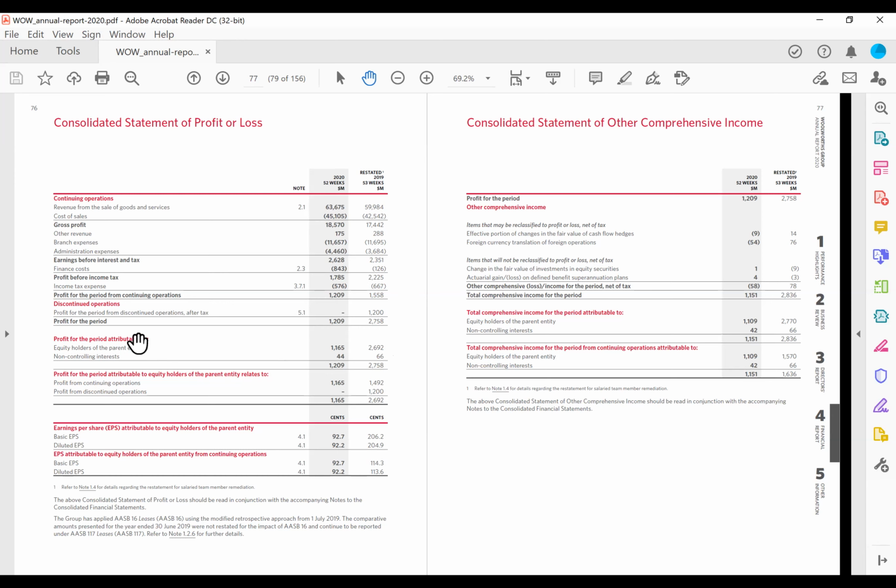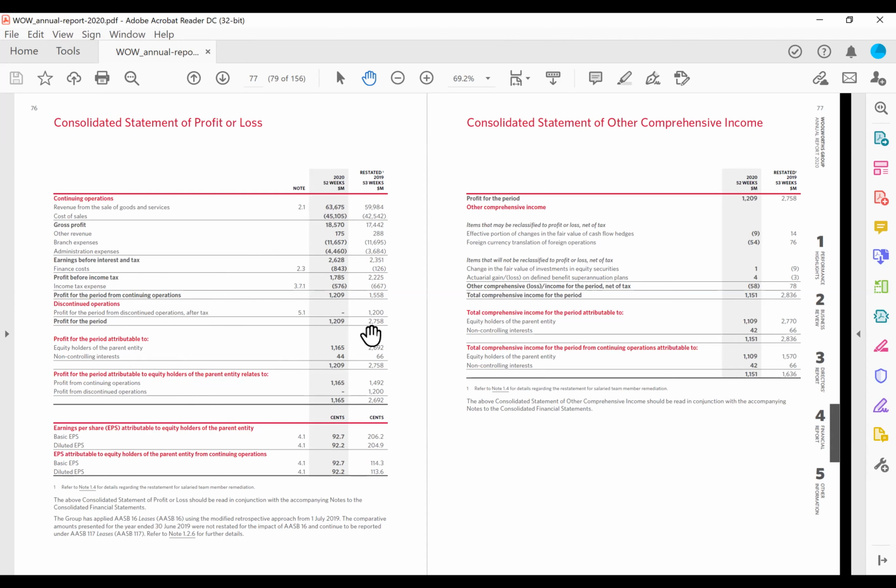Okay. Now, we're not going to worry too much about all of the other details here. You can see the basic earnings per share here, as we were discussing before. So the profit from continuing operations is the one that we're most interested in.